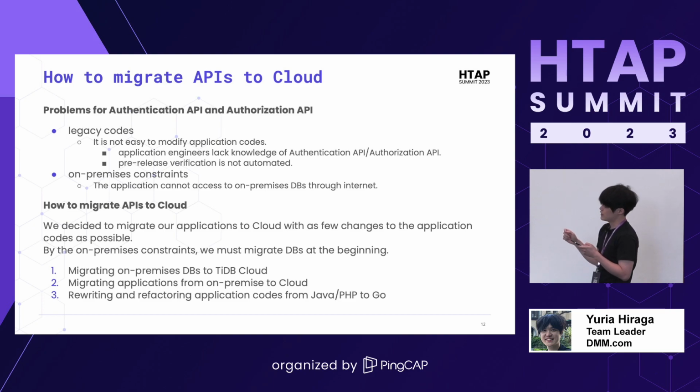So we have 3 steps to migrate APIs to cloud. Step 1 is migrating on-premises databases to TiDB Cloud. Step 2 is migrating applications from on-premise to cloud. Step 3 is not migration, but rewriting and refactoring application code from Java and PHP to Go.